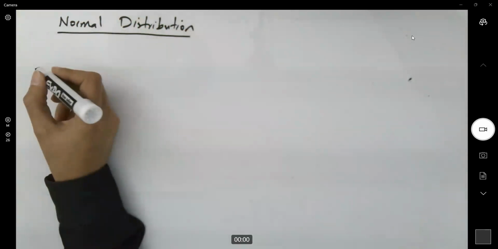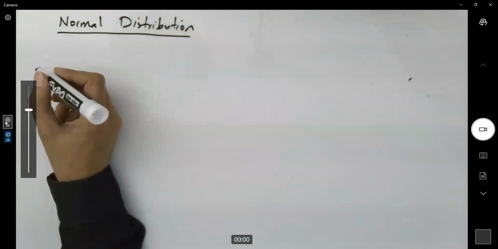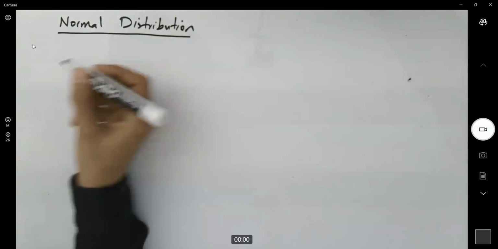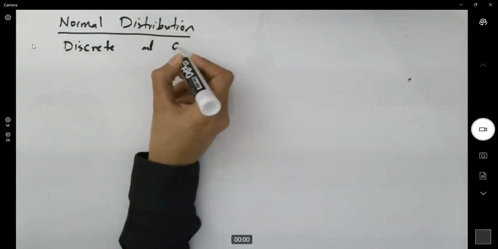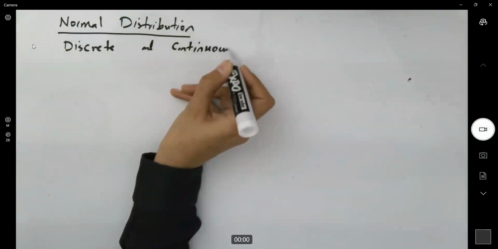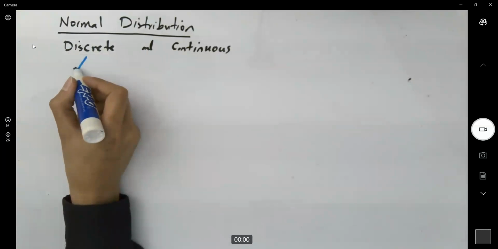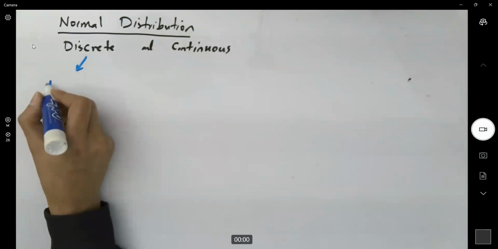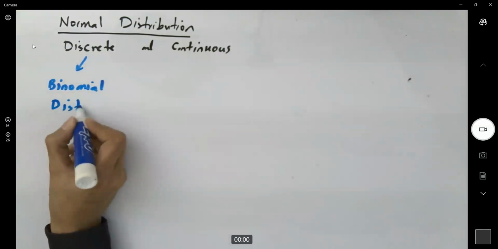First of all, remember that when we introduced different variables, we talked about discrete random variables, and also we talked about continuous random variables, discrete and continuous. For a discrete random variable, we said that we have a very famous probability distribution that we discussed last time, binomial distribution.